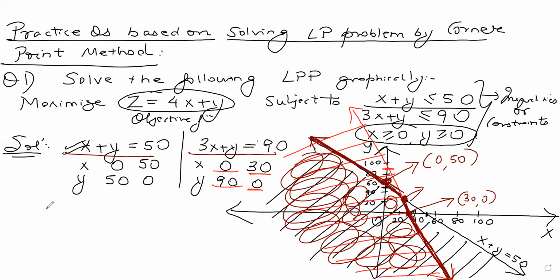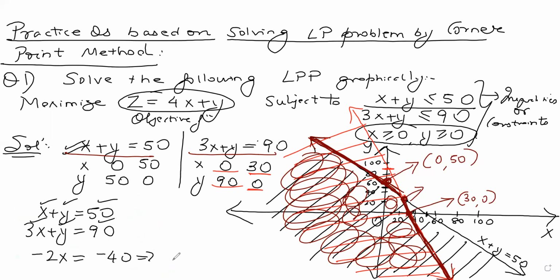Okay, so x plus y equal to 50, 3x plus y equal to 90. Automatically, you can see y is going to get eliminated when I subtract them. When you subtract them, what do you get? X minus 3x is minus 2x, 50 minus 90 is minus 40. That makes it x as 20. When x is 20, y is 30. So clearly you can see this is nothing but 20, 30. So we have got all the required points now.